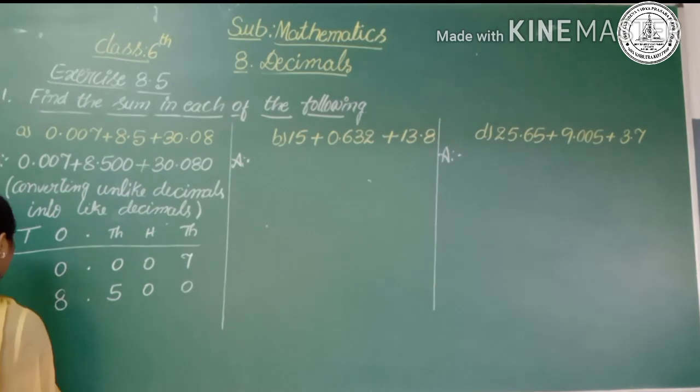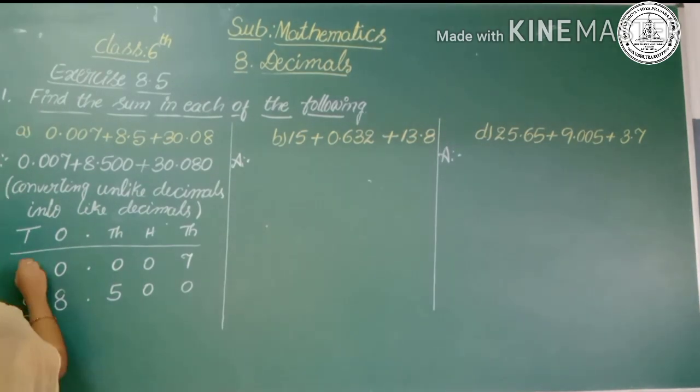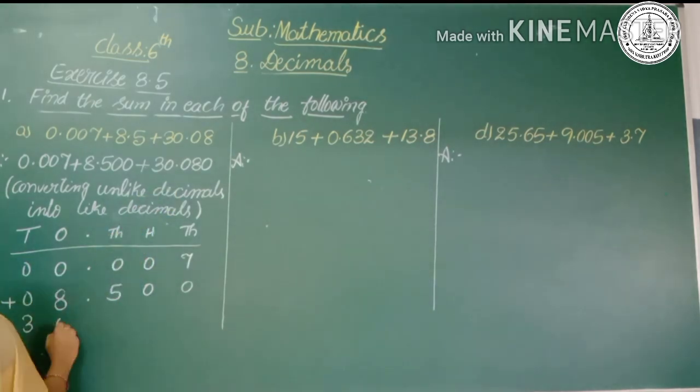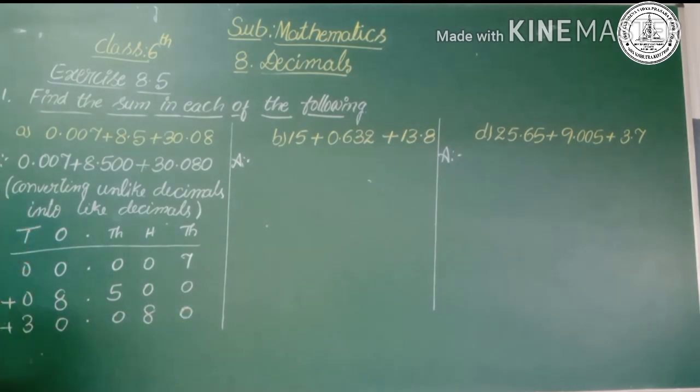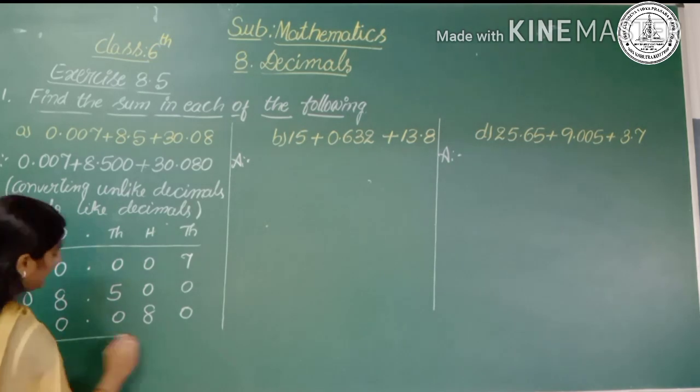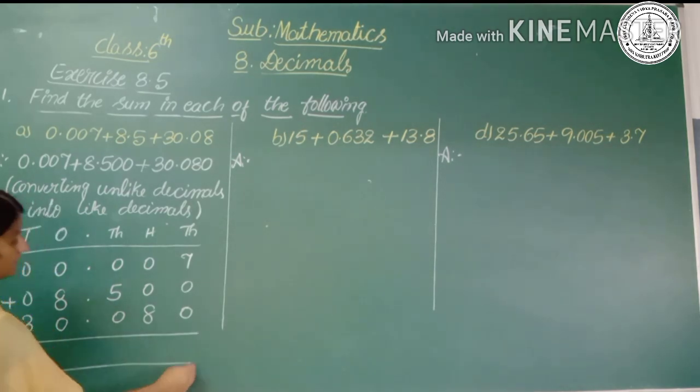30.080. So 3 is in the tens place, then 0 is in the ones place, keep the point, and 0 in tens, 8 in hundreds, and again 0 is in the thousands place. Okay, yes, now add these three numbers.